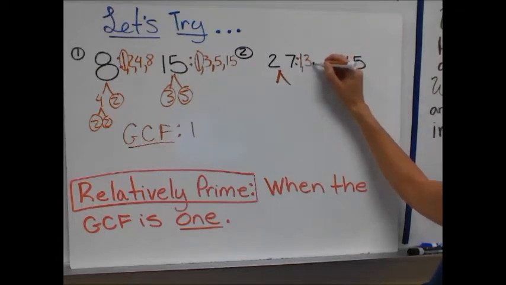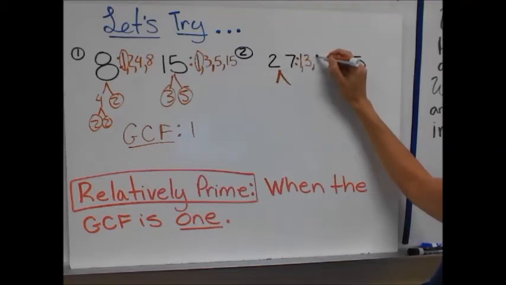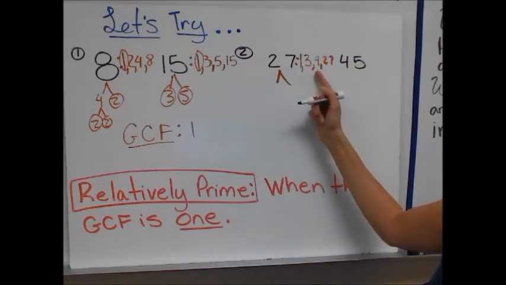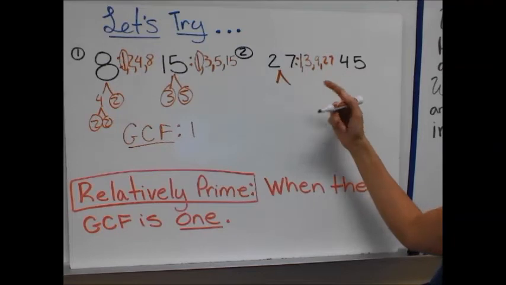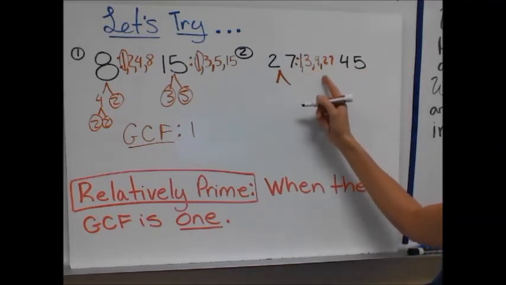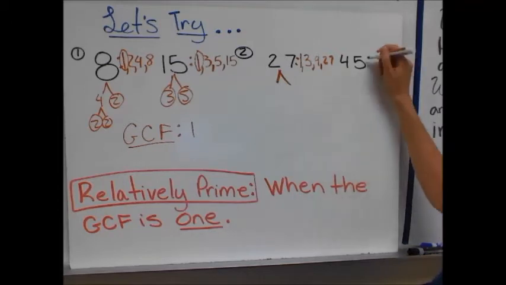I know that 9 is a factor. I know 27 is a factor. 1, 3, 9, and 27 are the factors for 27. So 27 has 4 factors. Let's try 45. I know 1 is a factor of 45.